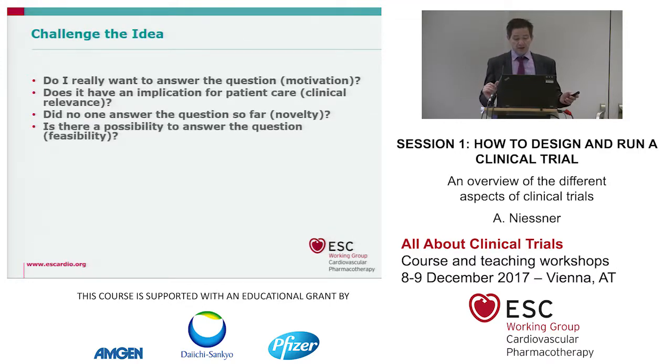Is there a possibility to answer the question? Is it feasible? So you may end up, for example, with a sample size calculation of 50,000 participants, and of course it's not feasible, or you want to compare with some intervention which you cannot randomize because it would do harm to the patient. So there are several things which you have to take into account when thinking about whether it's really feasible. Is it ethically sound?